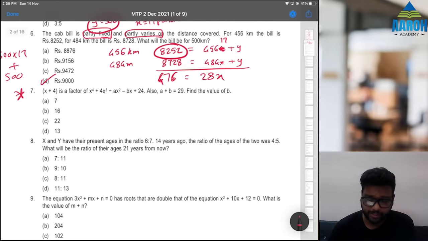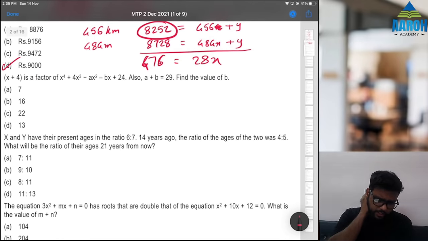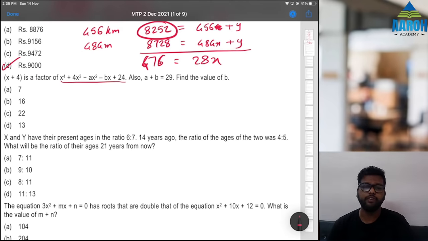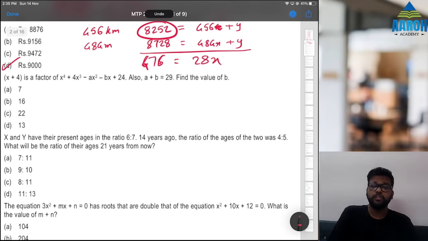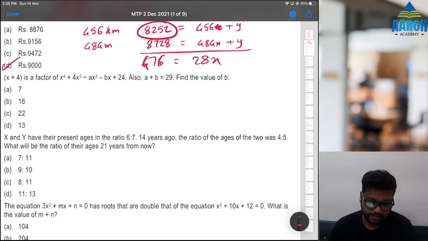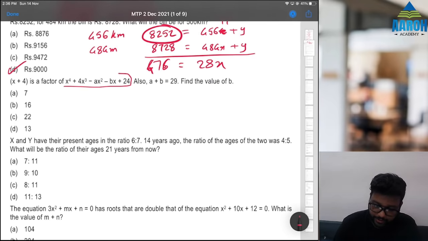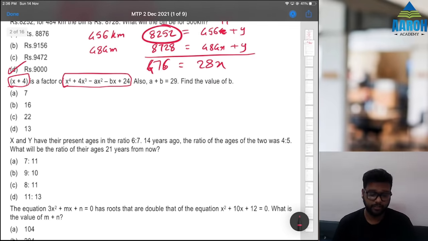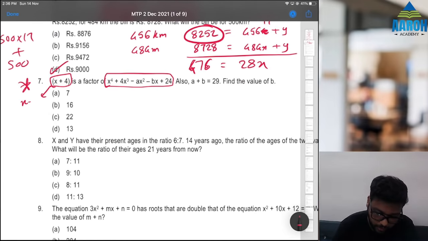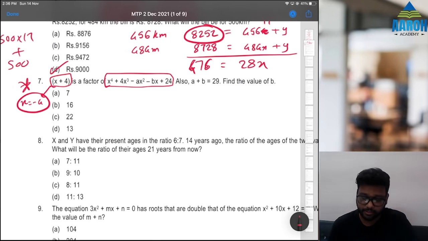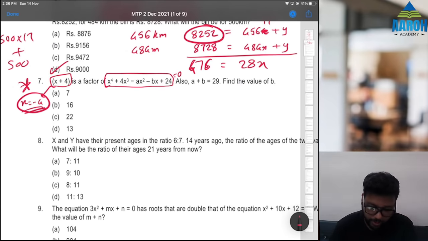Seventh is a really good one, mark it. X plus 4 is a factor of this. Also A plus B is 29. Find the value of B. Okay. For this you should at least know either synthetic division or long division. Synthetic division is easier. How do we perform synthetic division? We want to divide this, and we know that this is a factor, that is X is equal to minus 4 is one of the answers to this. They should have given equal to 0, but they have not, that is fine. X is equal to minus 4 is one answer of this equation.